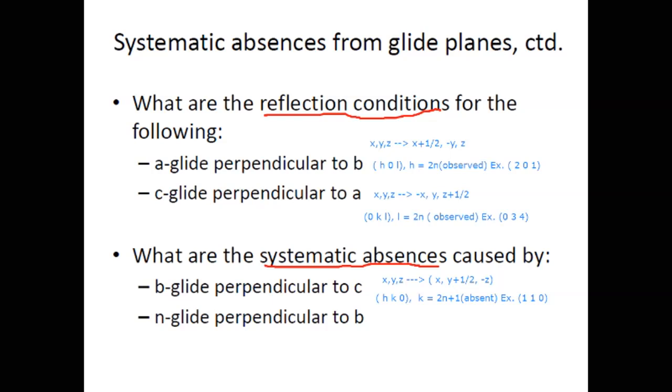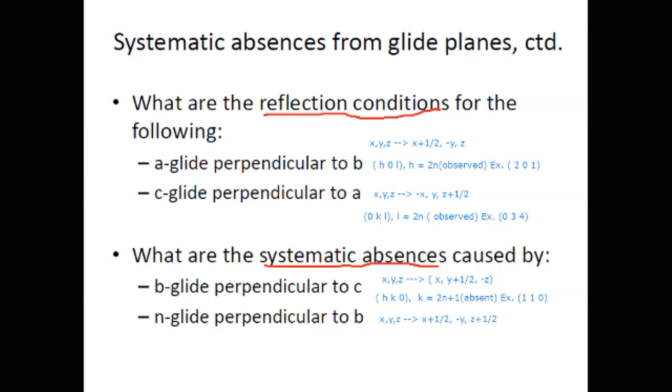Lastly, we have an N-glide perpendicular to B. Again, we have X, Y, and Z. So an N-glide perpendicular to B, so that means we translate along the A and C directions. So we get X plus a half, Y becomes negative, negative Y, Z plus a half.